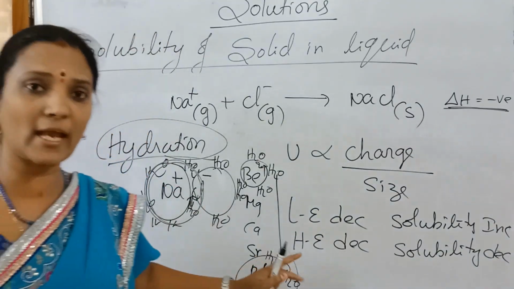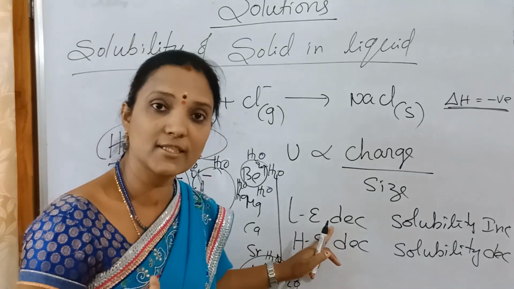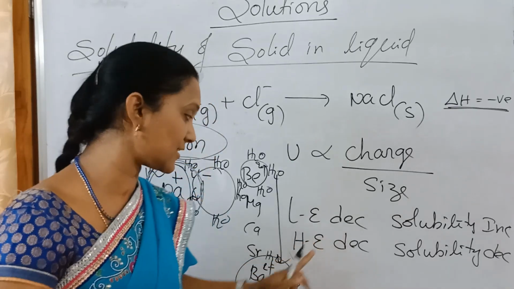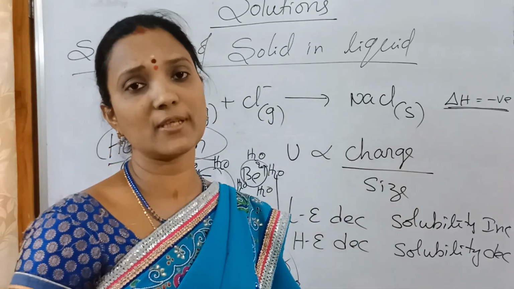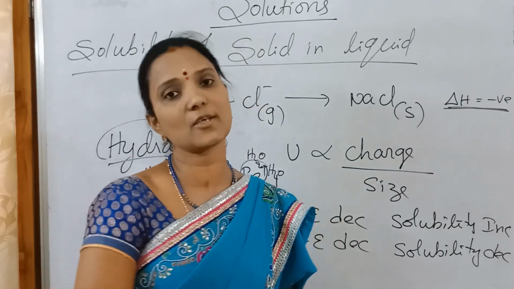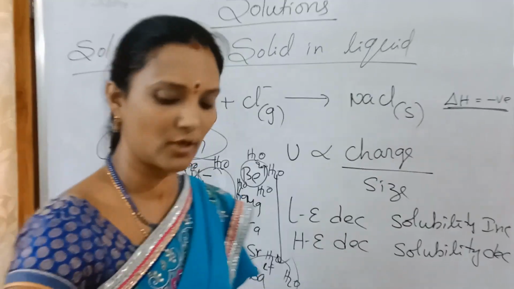So down the group, what happened here? Lattice energy decreases, so solubility increases. But hydration energy decreases, so solubility decreases. Now down the group, does solubility increase or decrease?